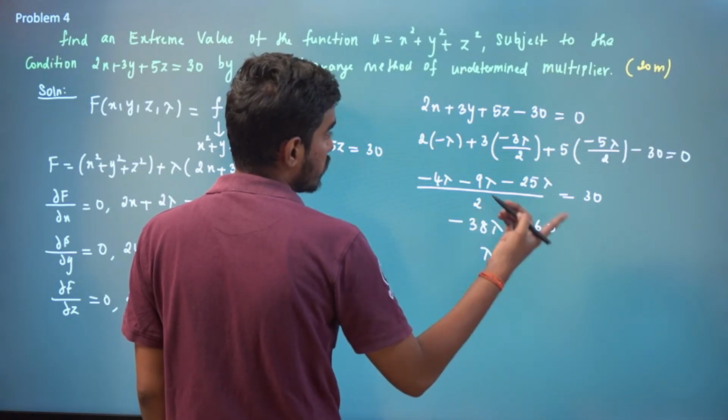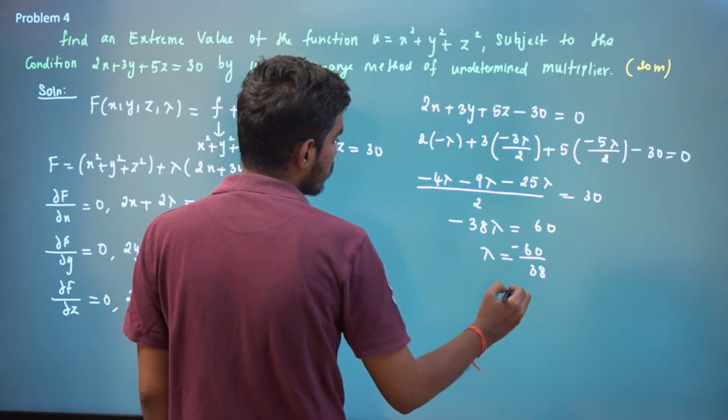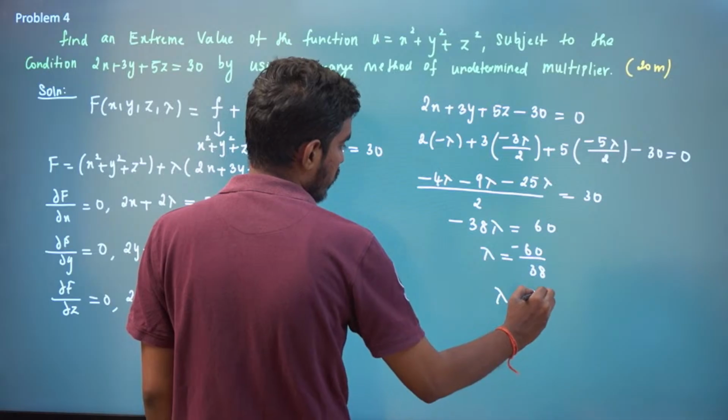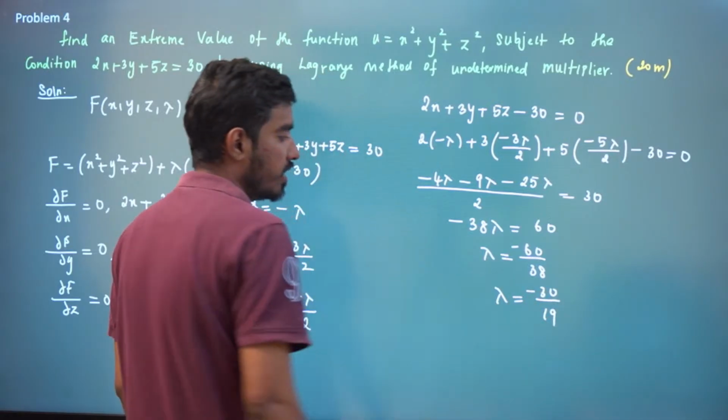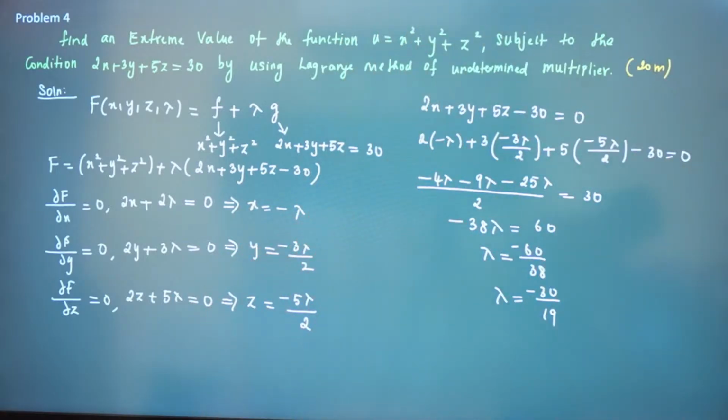I'm equating this to 0. So we'll have λ = -60/38, so λ = -30/19 is the value of λ, right? For that value of λ, you find the critical point (x, y, z). We can easily find that because x, y, z is in terms of λ only, right?